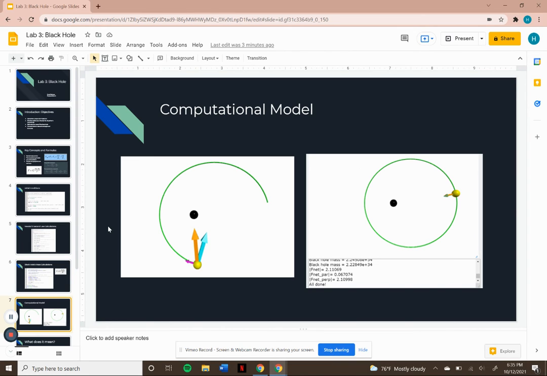So when we run the computational model, we have 3 arrows and we can see the motion, the circular motion. The orange arrow represents Fnet, the blue one represents the perpendicular force, and purple represents the parallel force. Then we have the final mass that we get, 2.23 times 10 to the 34, a very large value. And we have Fnet, Fnet parallel, and Fnet perpendicular as well.